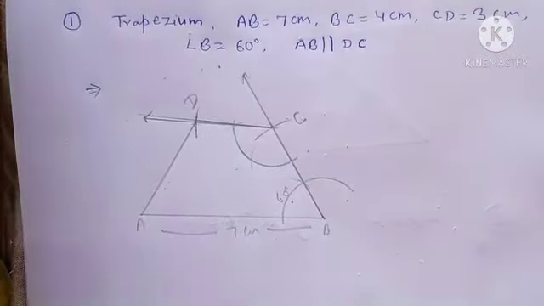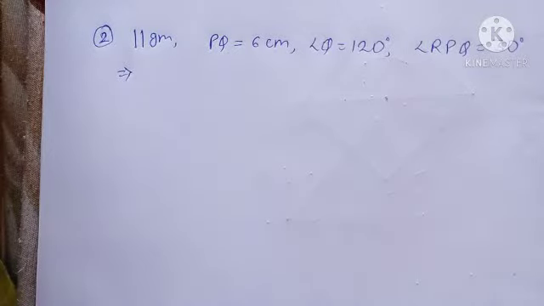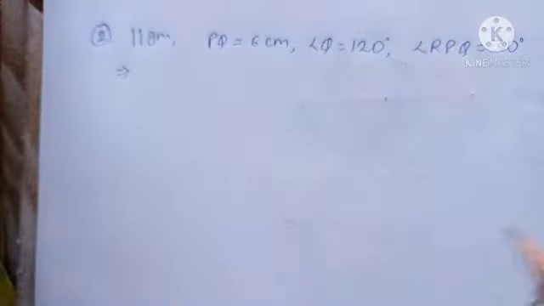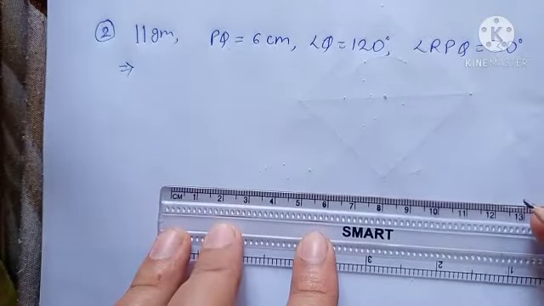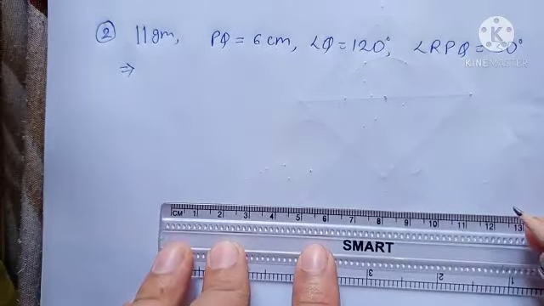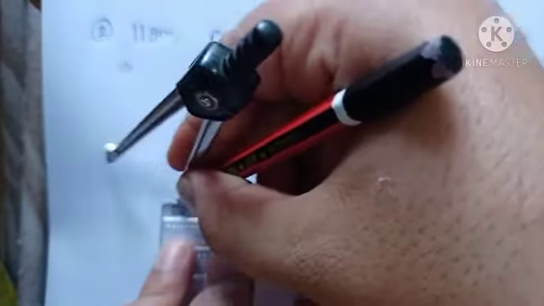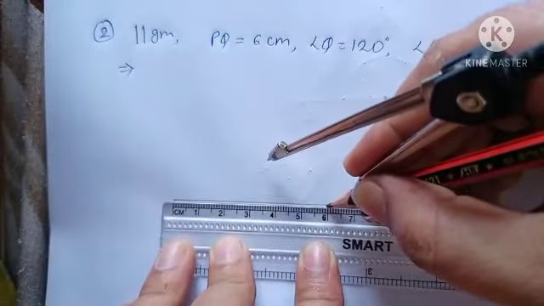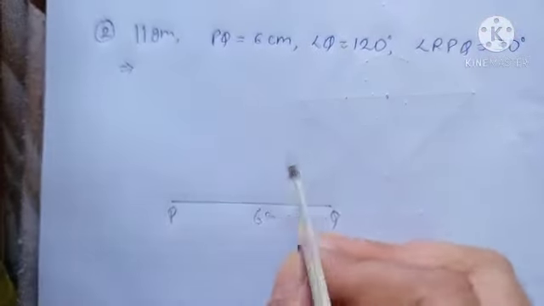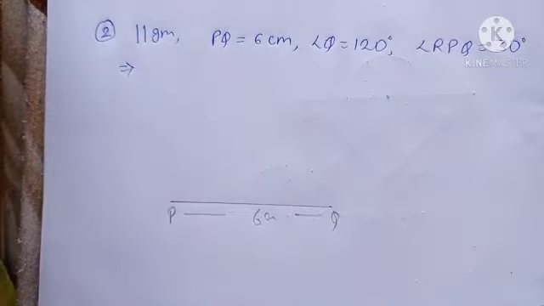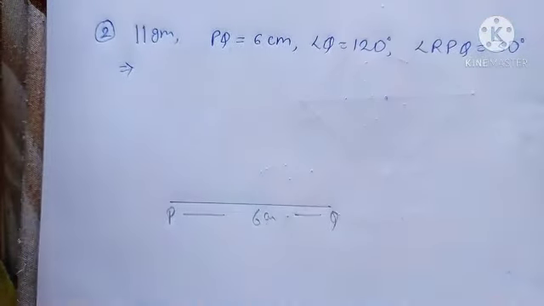So now move to question number 2. In question number 2 we have to construct a parallelogram where PQ is equal to 6 centimeter, angle Q is of 120 degree, and angle RPQ is of 30 degree. So first of all we have to construct a line segment of 6 centimeter. So this is a line segment PQ of 6 centimeter. Now you can see angle Q is 120 degrees.